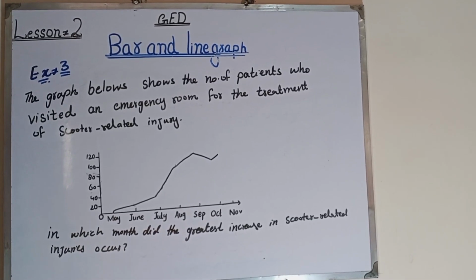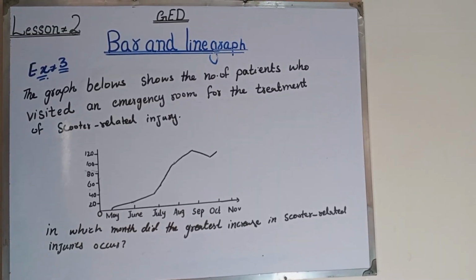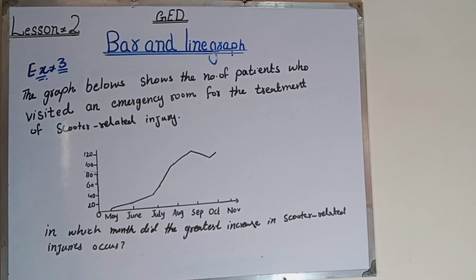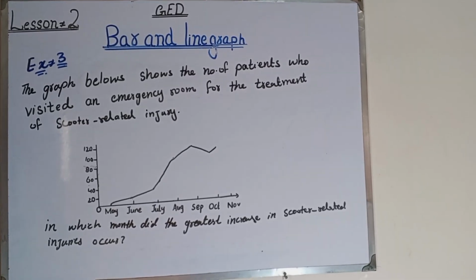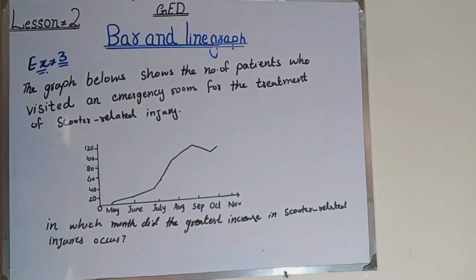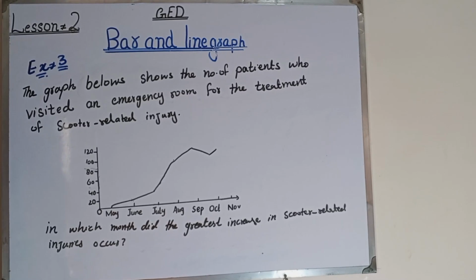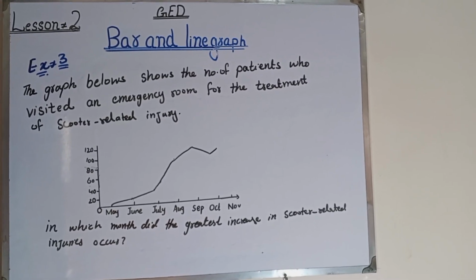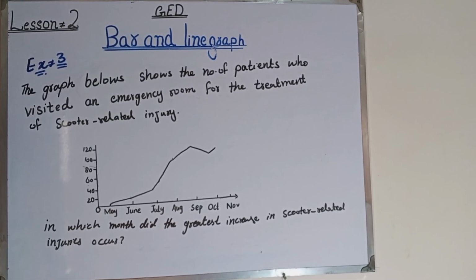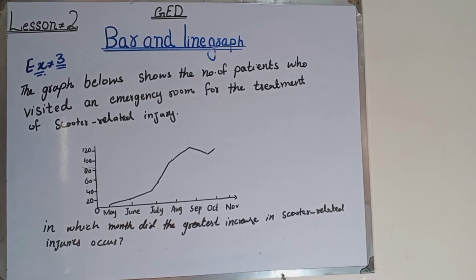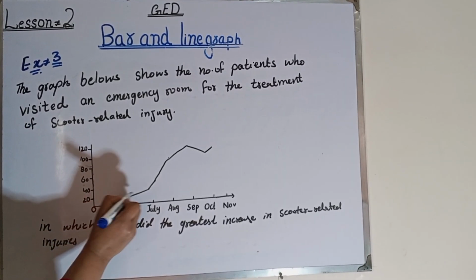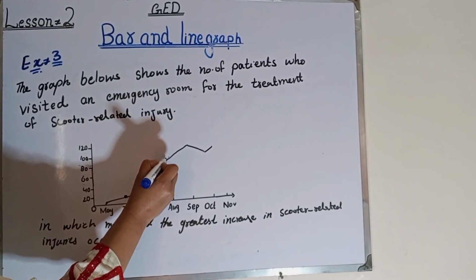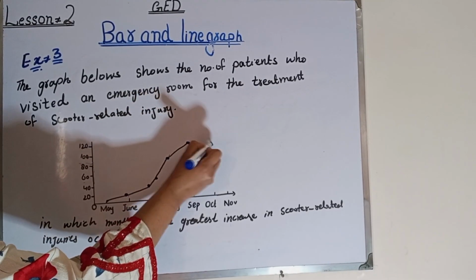The graph below shows the number of patients who visited an emergency room for treatment of scooter-related injuries. In which months did the greatest increase in scooter-related injuries occur? Now, the patients in the graph are positioned above the months, which are arranged in calendar order. By examining the line that connects the points, these are the points which we connect to each other to make a line graph.